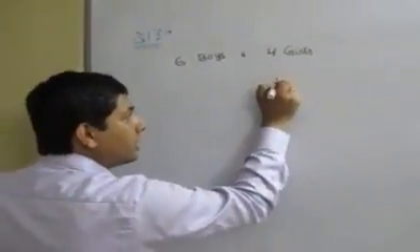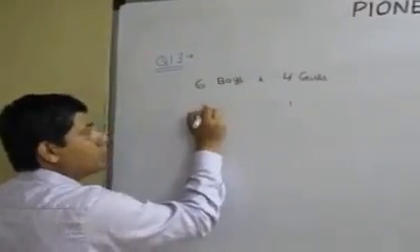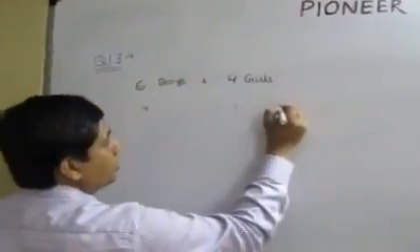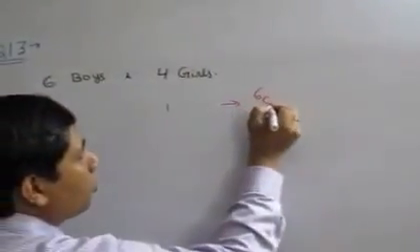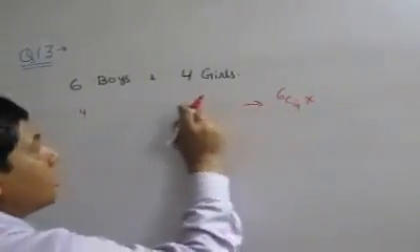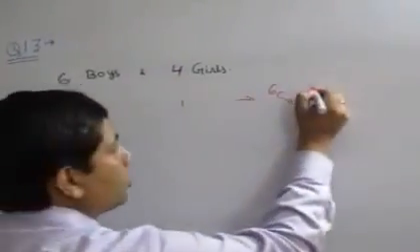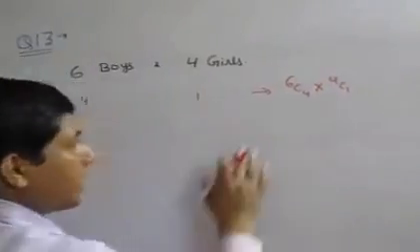Case 1, if one girl is there, then we have to select 4 boys. How many ways can we do this selection? We have to select 4 boys out of 6, that is 6C4, and we have to select one girl out of 4, 4C1 ways. This is case 1.